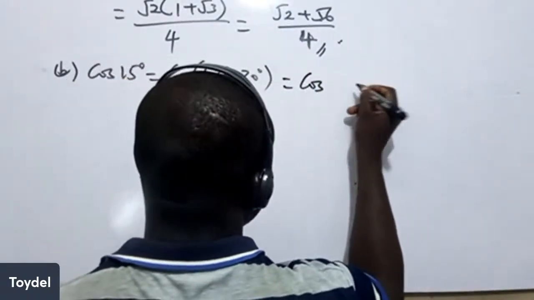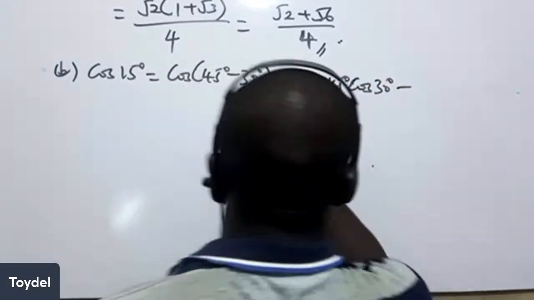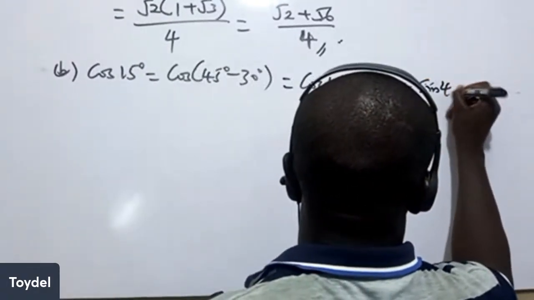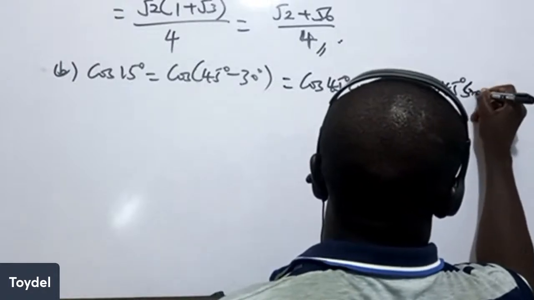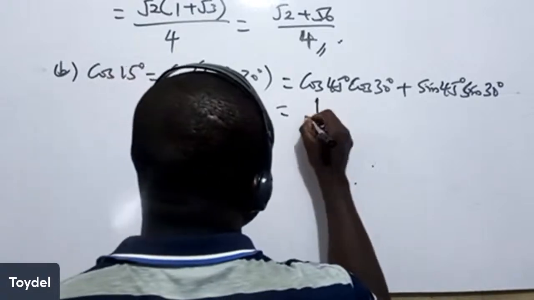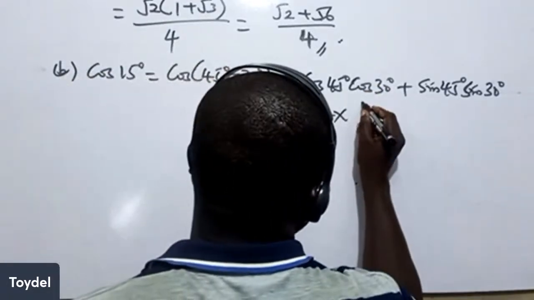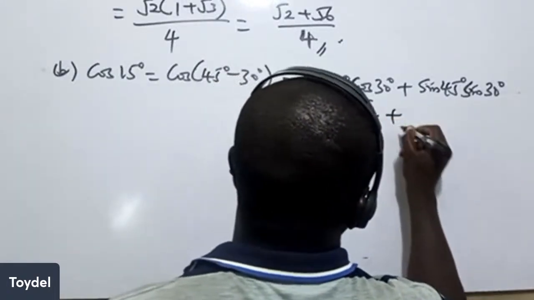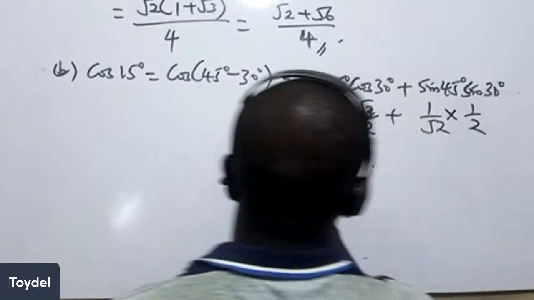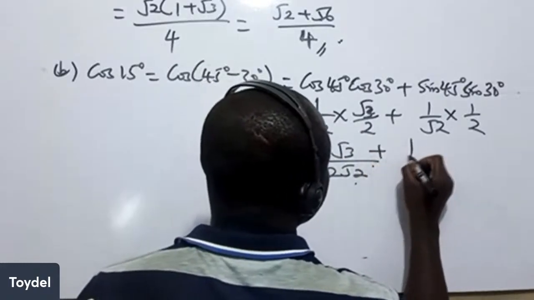we are going to have cos A cos B, that's cos 45 degrees cos 30 degrees, minus, well, no, it's plus. When we have minus here, it's plus. When it is plus here, it's minus. Plus sine 45 degrees sine 30 degrees. So what is cos 45 degrees? Cos 45 degrees is 1 over root 2 multiplied by cos 30, which is sine 60, that's root 3 all over 2, plus sine 45, 1 over root 2, multiplied by sine 30, which is half. So here we are going to have root 3 all over 2 root 2 plus 1 all over 2 root 2.